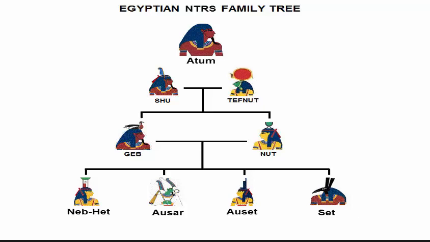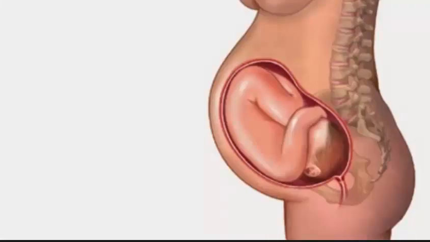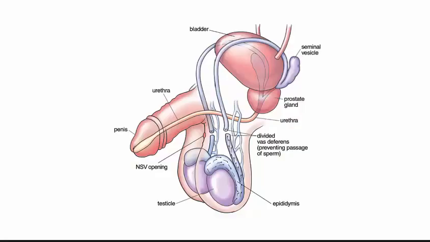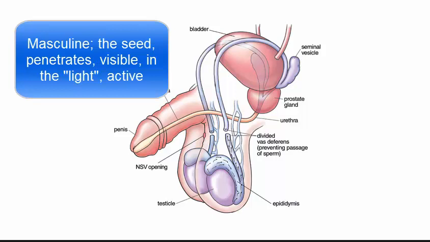The characteristics of the divine feminine is symbolically analogous to the womb. The womb is inside, a container. It's dark, has water, and all contents are hidden from sight, and new creations are birthed from the womb. Characteristics of the divine masculine means the seed. It is the penetrator. It's visible, it's active.